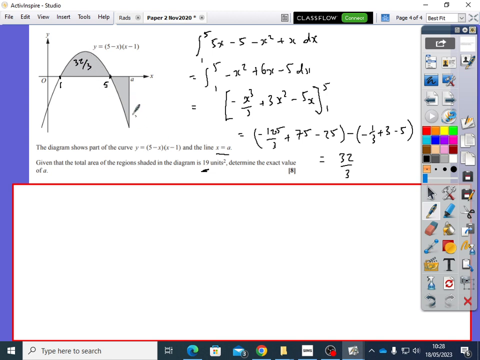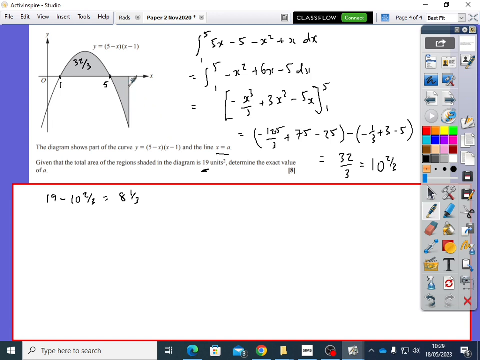What we want, we've been given that, if I change that, that's going to be 10 and 2/3. We've been told that plus that is going to be 19 units. So if we do 19, subtract the 10 and 2/3, you're going to get 8 and 1/3. So that tells us that the area below this graph is going to be 8 and 1/3.